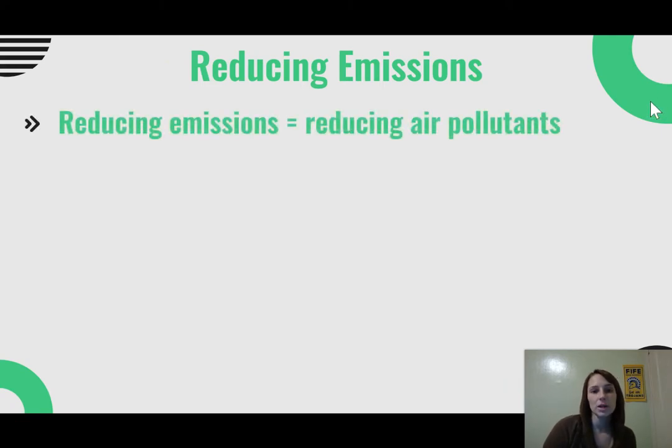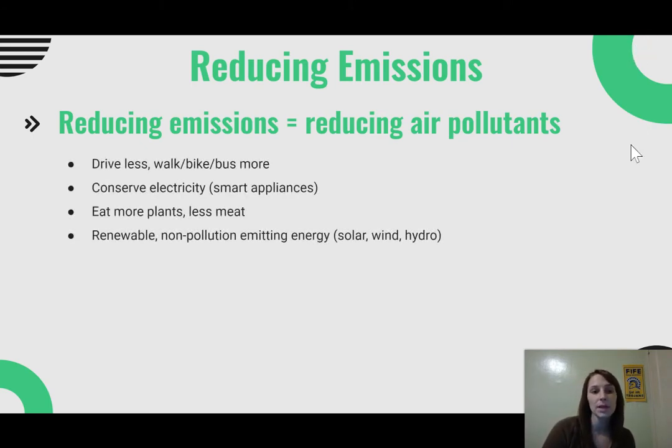So first of all, we're just going to talk about why reducing emissions is important for reducing air pollutants. As we've talked about, a lot of the emissions from the combustion of fossil fuels or emissions from cars release a bunch of air pollutants. And so if we can reduce emissions, we can reduce air pollutants. Some of the ways that we can do that is some individual choices that we can make, such as driving less, walking, biking, or busing more.